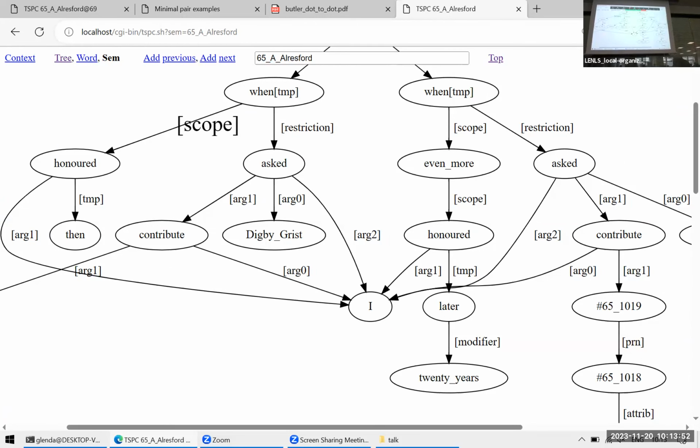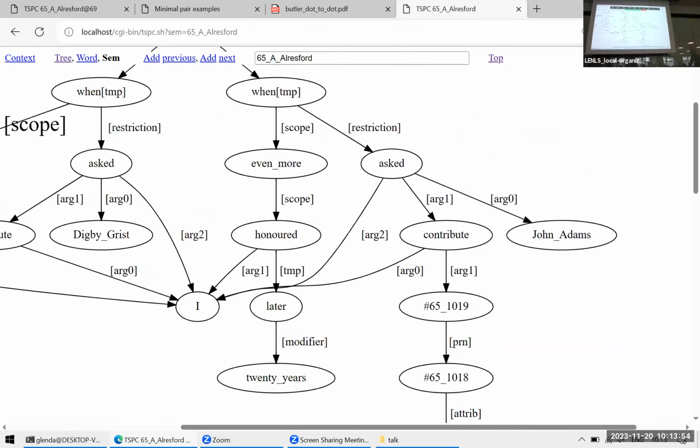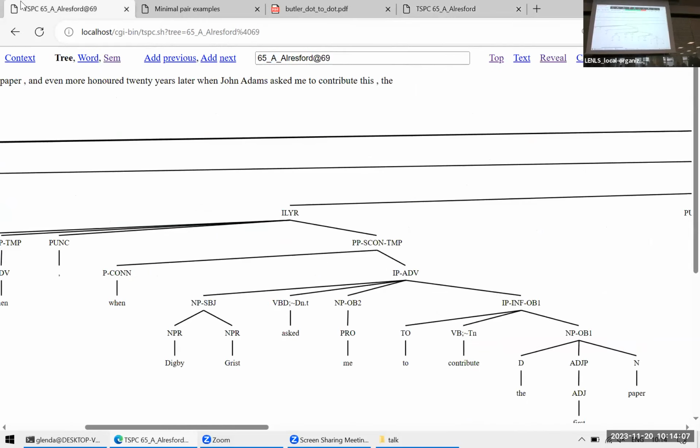But how do we make sense of this? This is like a mess. And we want to zoom in on particular parts. So here's a zoom.